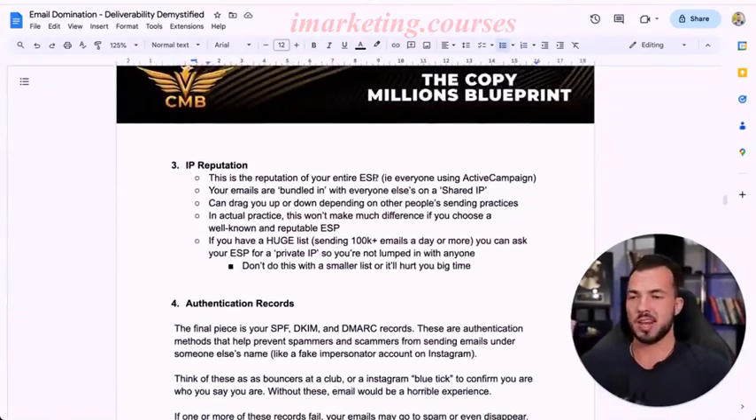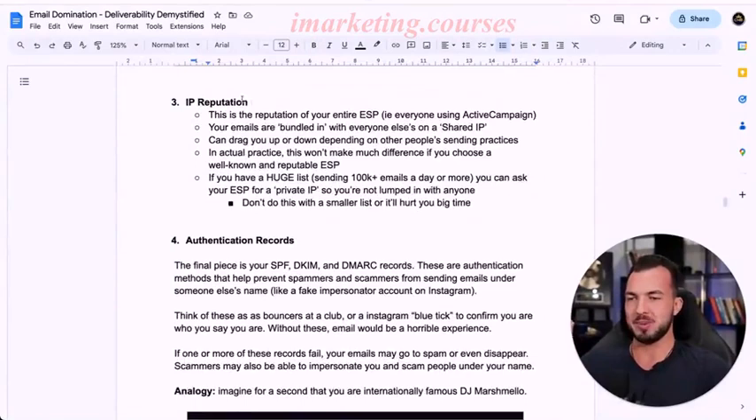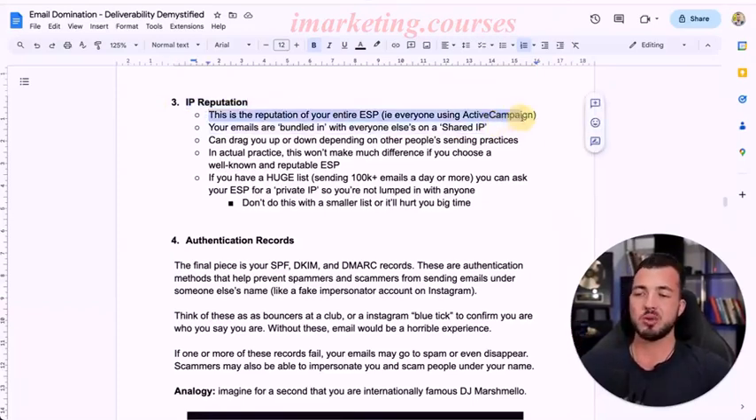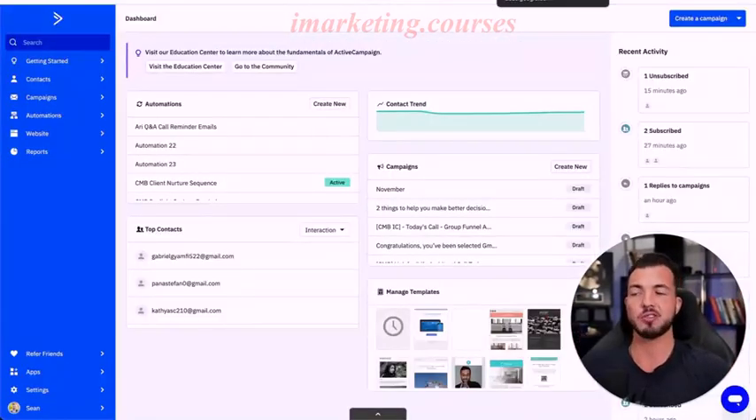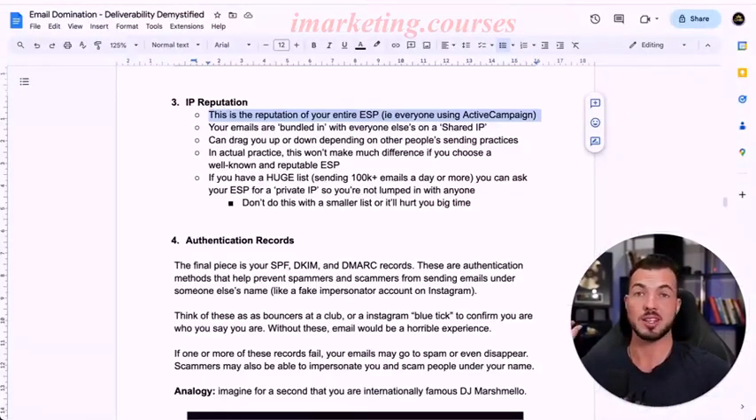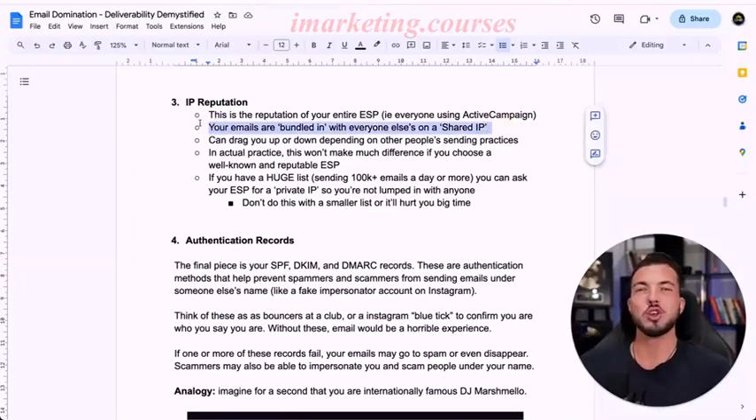Third piece of the puzzle. We're getting more complicated here, but I'm going to try and keep it simple. So the third piece here that affects deliverability is going to be your IP reputation. So really, this is the reputation of your entire ESP. So think about this as everyone who uses ActiveCampaign, okay? Because I send from ActiveCampaign, I send from a shared IP. There are also hundreds and thousands, tens of thousands of other people who are sending from the same IP address as I am, because we all use ActiveCampaign, right? And it has its own IP address that it sends from. So think about this as like your emails are bundled in with anyone else's on a shared IP.